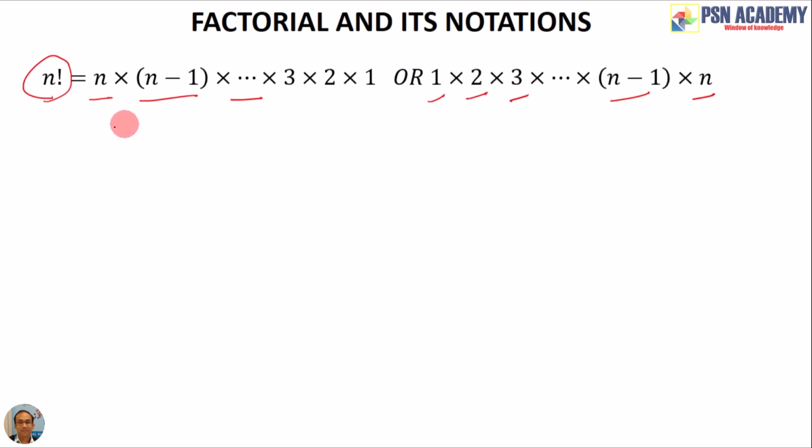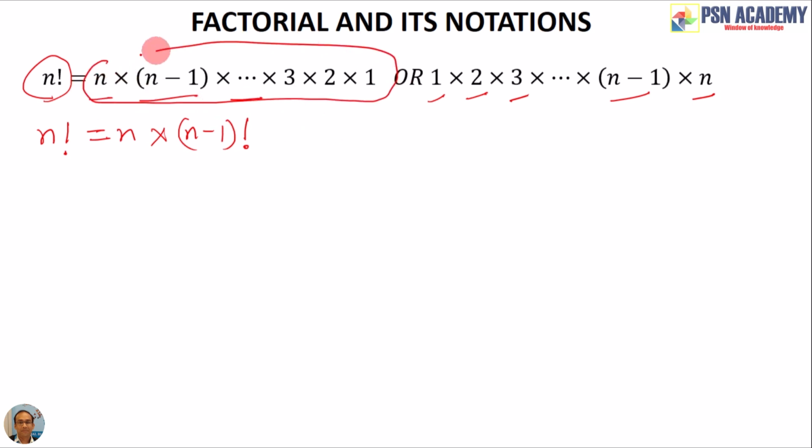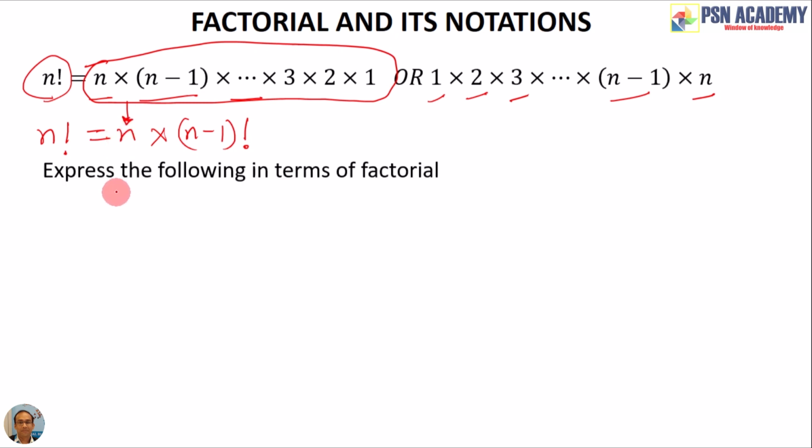Now clearly from here you can write the formation in this way also, that n factorial equals n times n minus 1 factorial. Because you can see that the factorial of n minus 1 also goes up to 1. So this whole sequence can be written in this form also. Clear? Now we will do 2 exercises for converting a given sequence in terms of factorial.